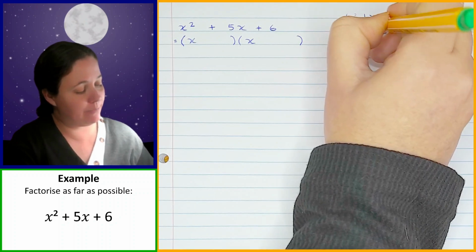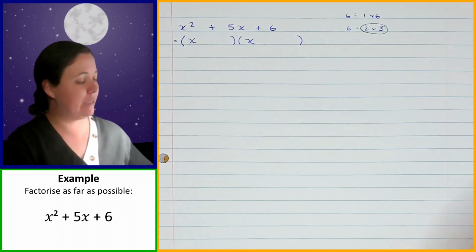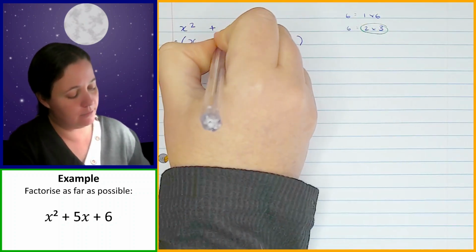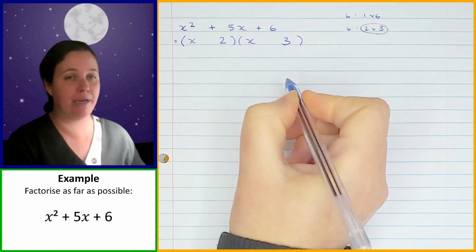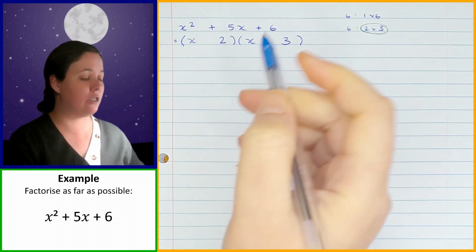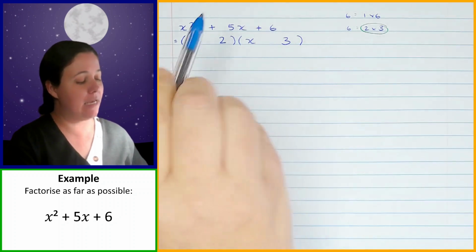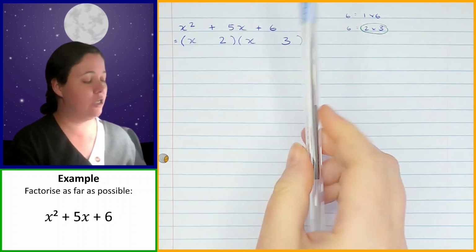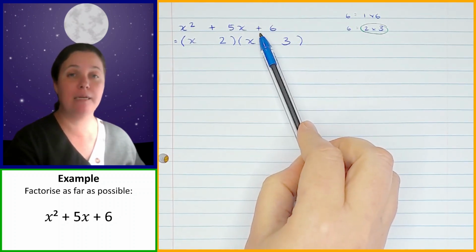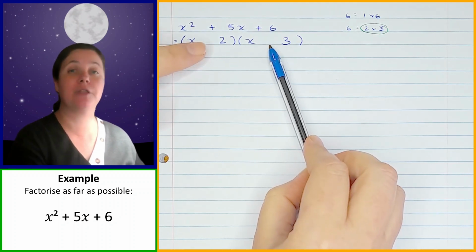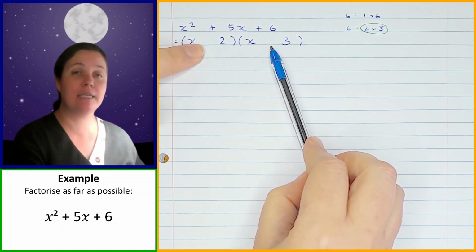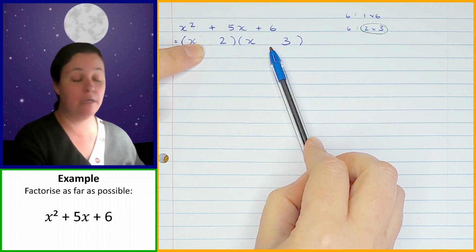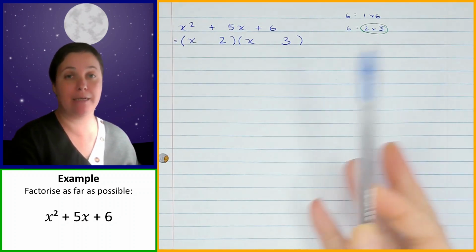This is the factor pair I'm using. So I put 2 in one bracket, and I put 3 in the other bracket. It doesn't matter which one is which, as long as I use a 2 and a 3. Now I need to do my signs. Because it's a plus, the two signs are going to be the same. And because they're the same, I just need to know what they are, and I don't need to worry about which bracket they go into.